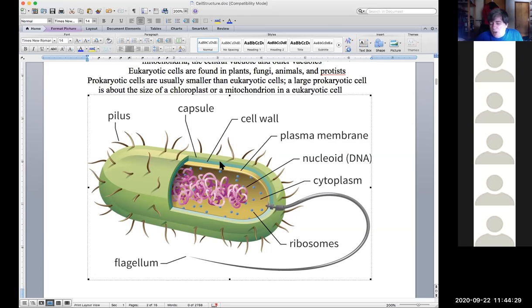Human cells don't have a cell wall. Human cells actually can do that. Our cells can absorb so much water that they pop like a balloon, which of course is not very good for you.